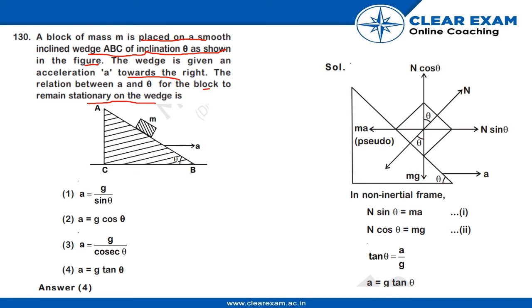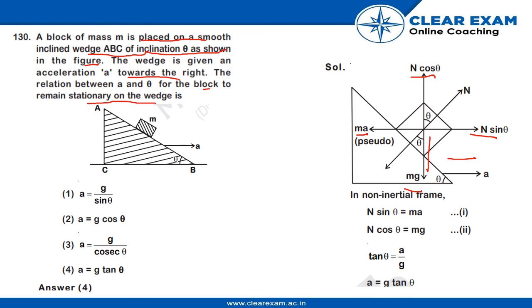Now, we know that the gravitational force pulls downwards, so mg would be on this side, and the normal force N. Now the acceleration is pointed towards the right, so the acceleration would be on this side. So in a non-inertial frame, we can say that N sin theta would be equal to ma, and N cos theta would be equal to mg.